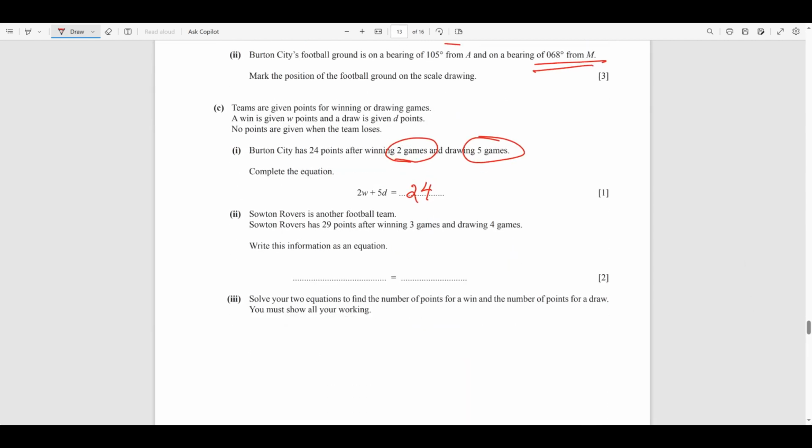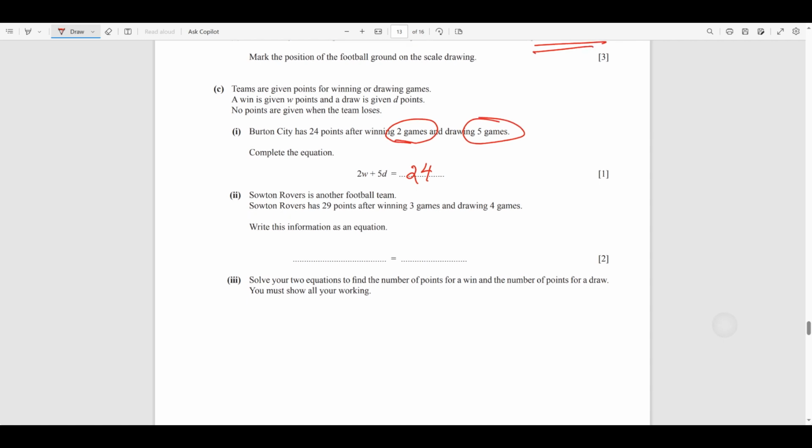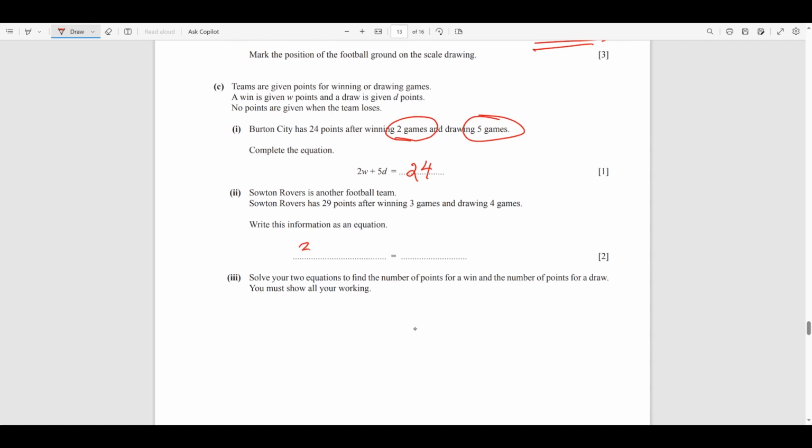Part 2. Now, I don't know how to pronounce this. Southern Rovers is another football team. Southern Rovers have 29 points after winning 3 games and drawing 4 games. That means 3W plus 4D is equal to their total points, which is 29. Solve the two equations to find the number of points for a win.